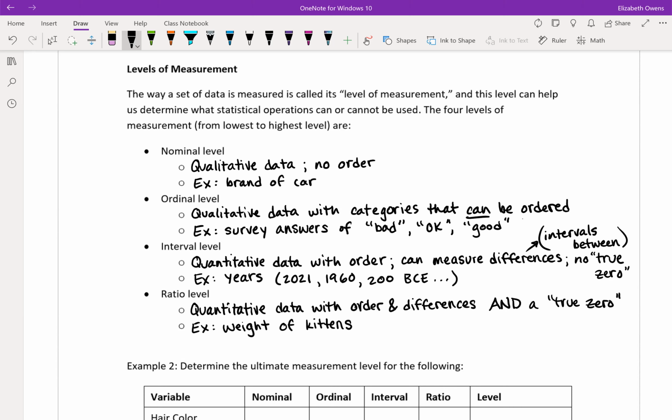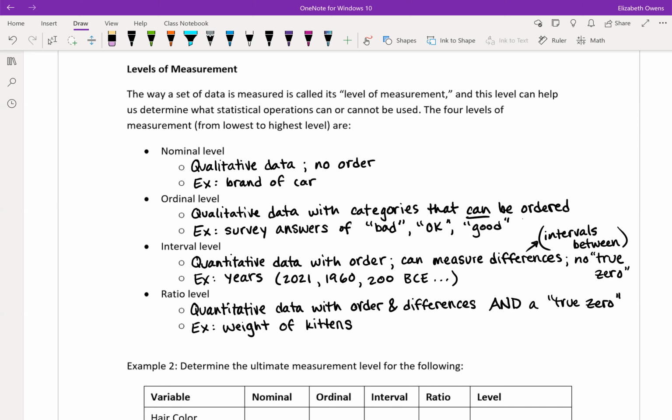Okay, so it's quantitative. There is an order to the values. The differences make sense. We can see, if you've got a kitten who's 1.6 pounds and a kitten who's 1.3 pounds, the difference between those is 0.3 pounds, and that is meaningful. And there's also a firm stop, a true zero. Weight only goes down to zero. We don't have negative numbers for weight.